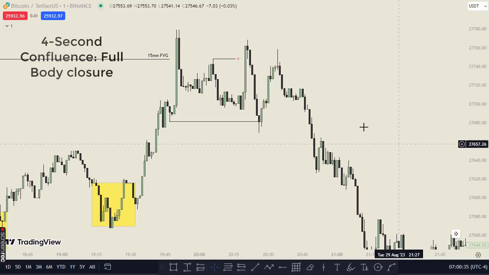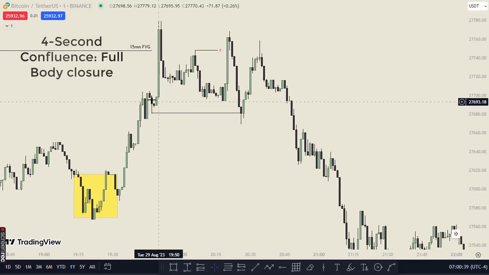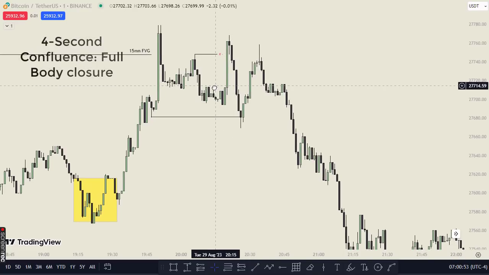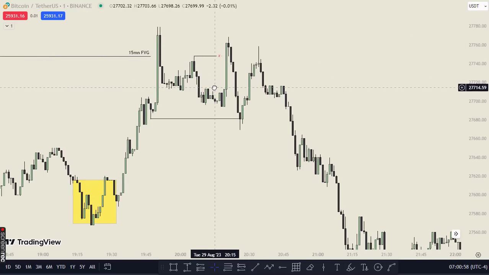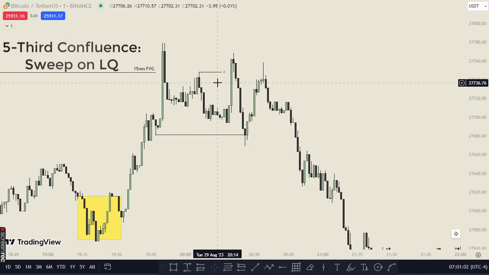So for example, if you see this displacement leg violated this swing low with only a wick, then I wouldn't count that as a high probability market structure shift, right? So this is the second property. And now let's move to the third property, which is a sweep on liquidity, a sweep on opposing liquidity.